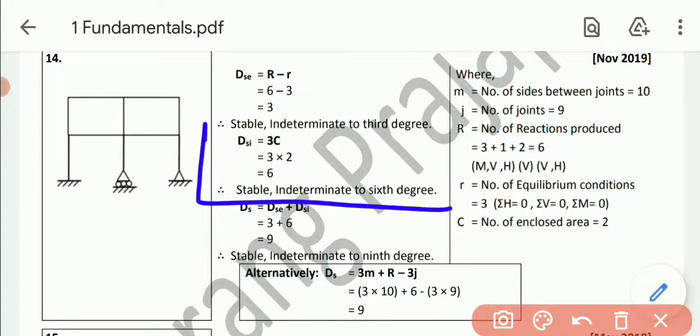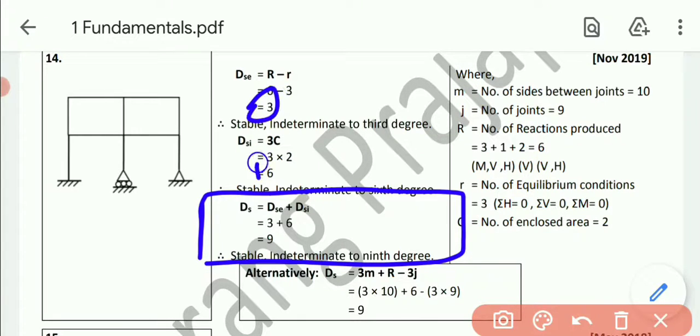DSI is 3 times C. C is 2, so 3 times 2, answer comes 6. Stable and indeterminate to 6 degree. And finally DS is DSE plus DSI, 3 plus 6, answer comes 9. Stable and indeterminate to 9 degree.